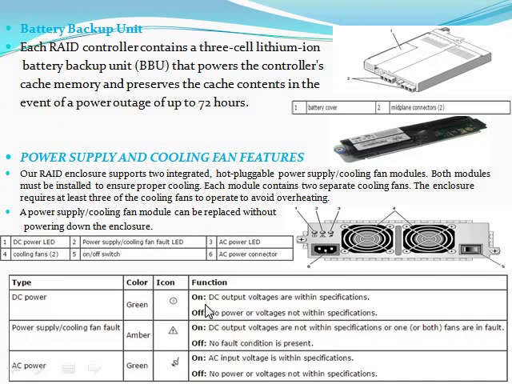If the power supply cooling fan is faulty, we will get amber, which means DC output voltages are not within specification or one of the fans is faulty. When off, no fault indication is seen, which means it is in good state. AC power, when it is green, means AC voltage is within specification, or off means it is not within specification. And 5th one is on/off switch and 6th one is AC power connector.